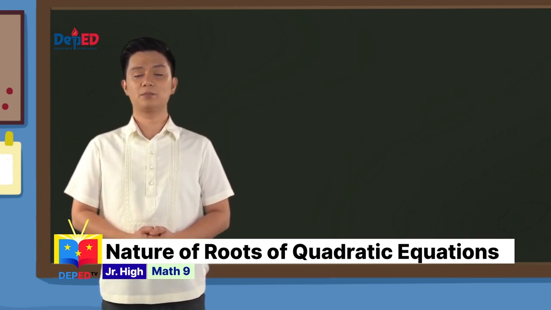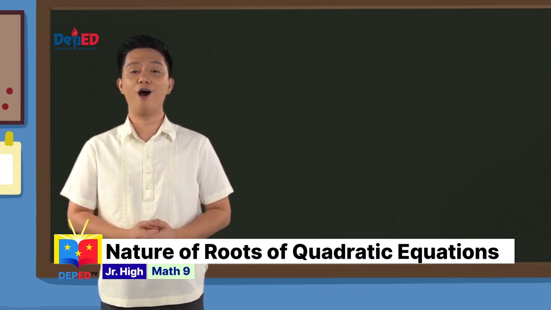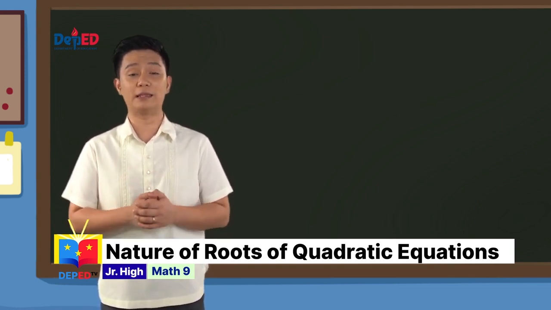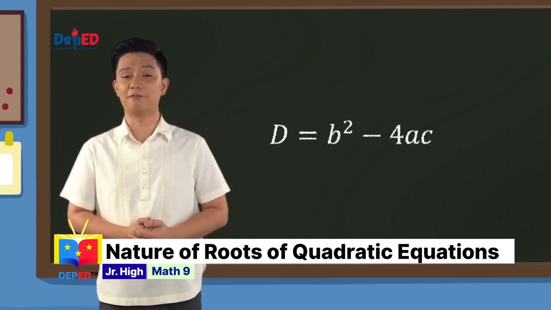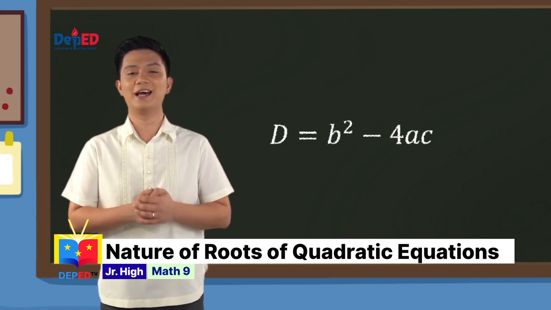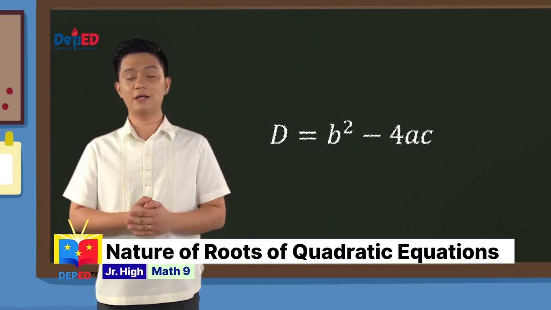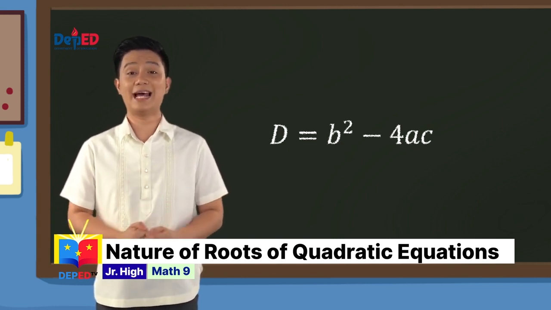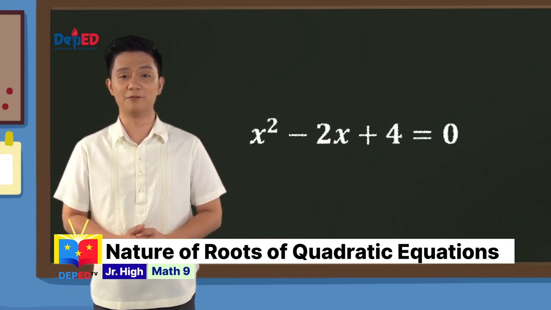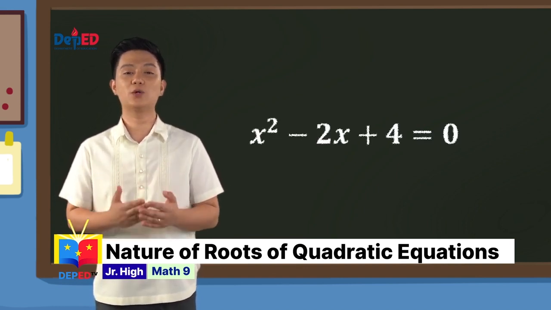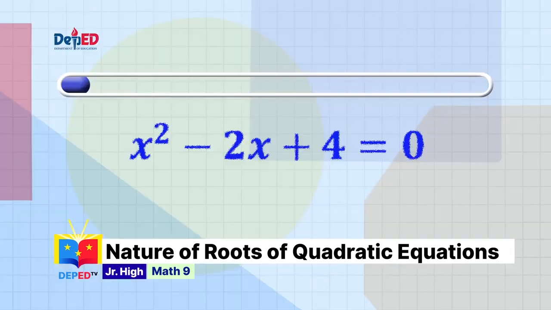Next part is, given the quadratic equation, we determine the value of the discriminant and describe the nature of roots. Remember that the discriminant is the value of the expression b squared minus 4ac. Are you ready? Kagamath, ready your paper and pen. Let's do this. Equation number 1. x squared minus 2x plus 4 equals 0. You have 15 seconds. Go!